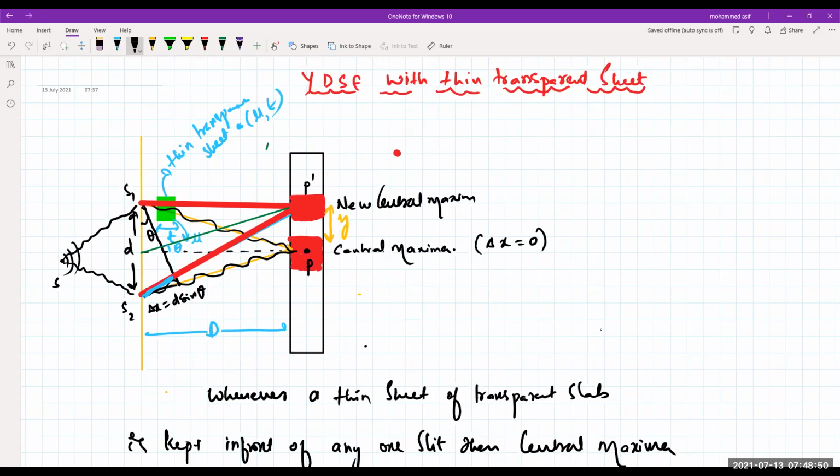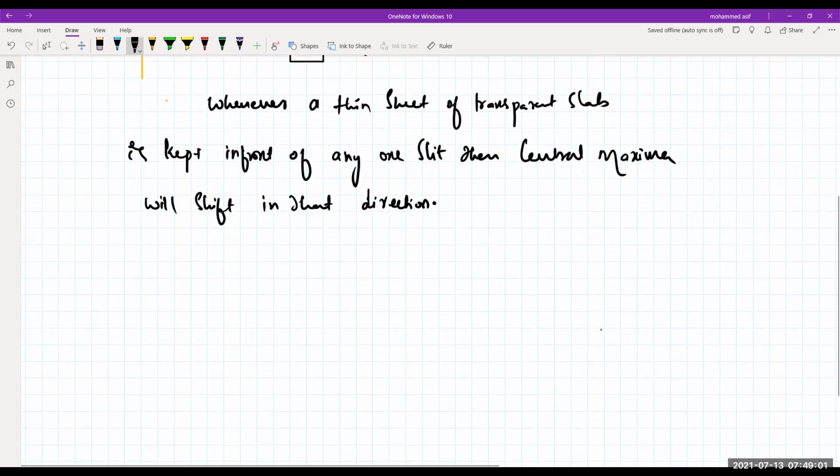How much does it have to travel, tell me once. What is the extra path difference? I told you that whenever a sheet is kept in front of that slit, it has to travel an extra distance of how much, my dear? Mu minus 1 into t. That means I can write right now d sin theta, d into sin theta, must be equal to mu minus 1 into your thickness t.